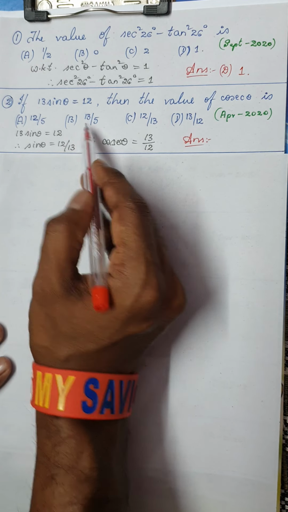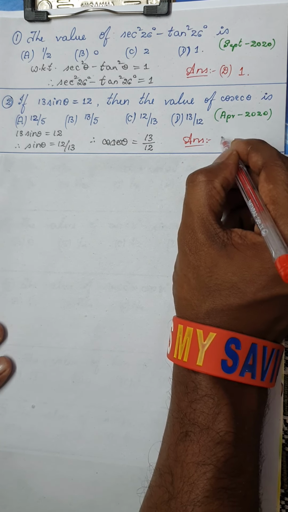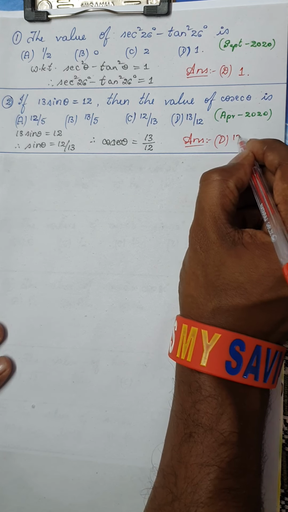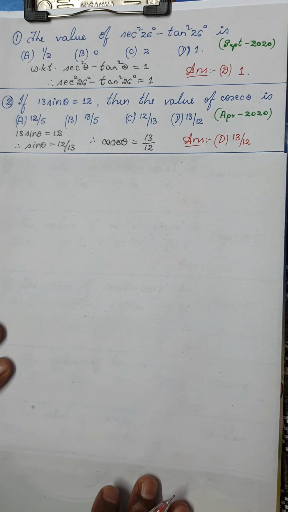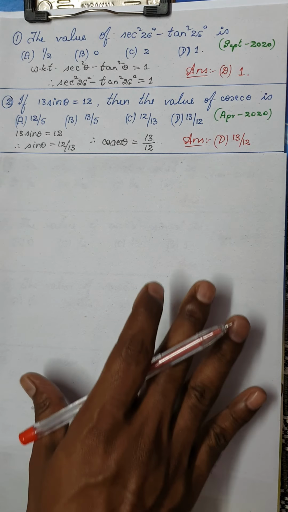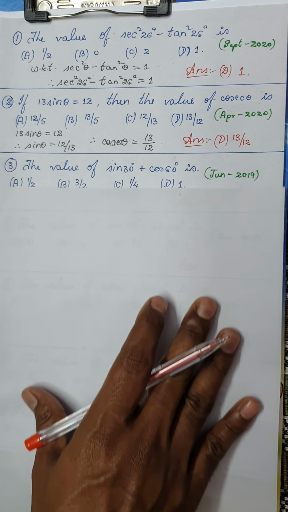So the answer for this question is 13 by 12. Now this looks similar, so be careful. So the option D, which is nothing but 13 divided by 12. Is it clear? Right. So now next going to question number 3.